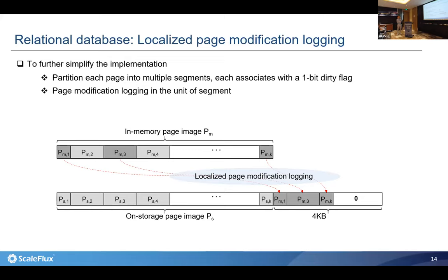So in this way, we use expanded LBA space to record a localized page modification log, and we also use built-in compression to compress away the padded zero. So the overall storage cost is almost the same as the original practice.